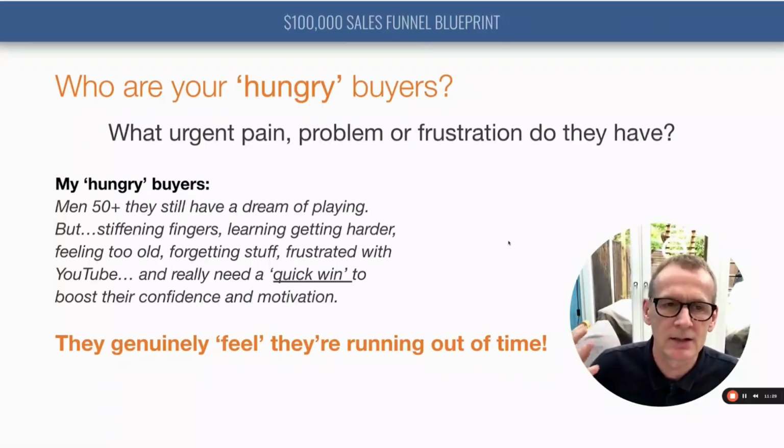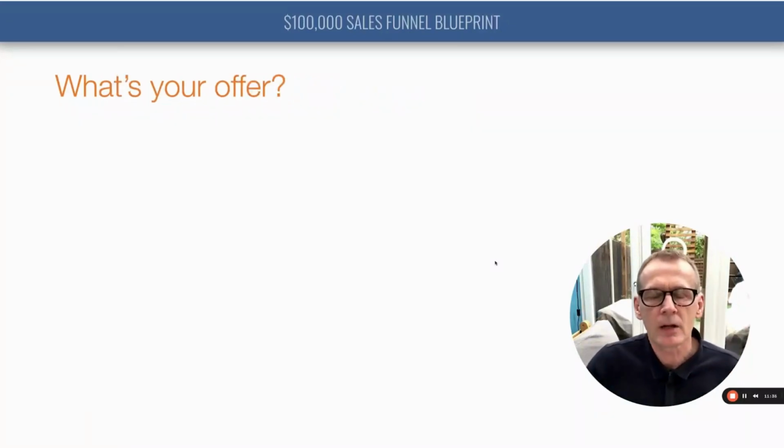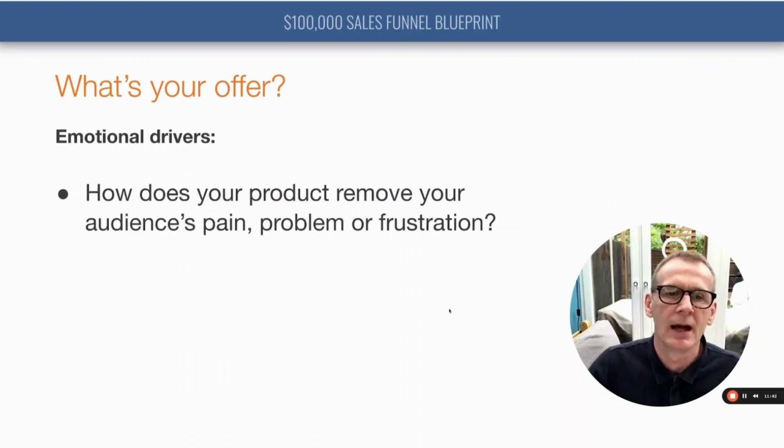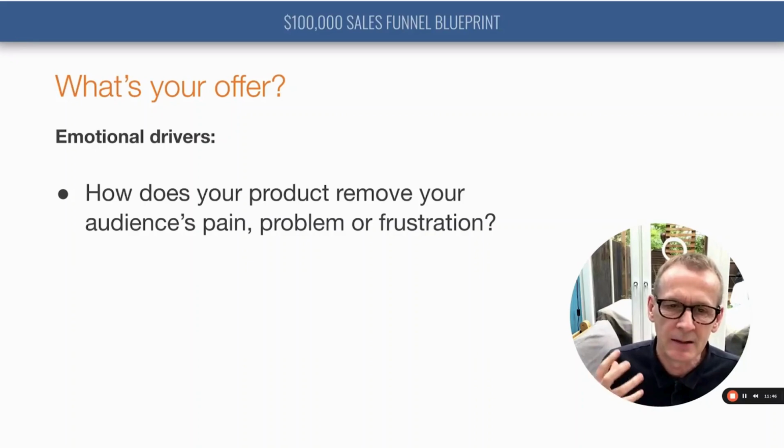So this ties not only into the audience, how you're talking about them, but also how you're thinking about your product and what it's doing. So in terms of the offer itself, thinking about some of those emotional drivers, I say, how does your product remove your audience's pain, problem, or frustration? I think for many people, and I've done the same thing in the past, you end up building a product first and then figuring out how you're going to sell it and who you're going to sell it to.